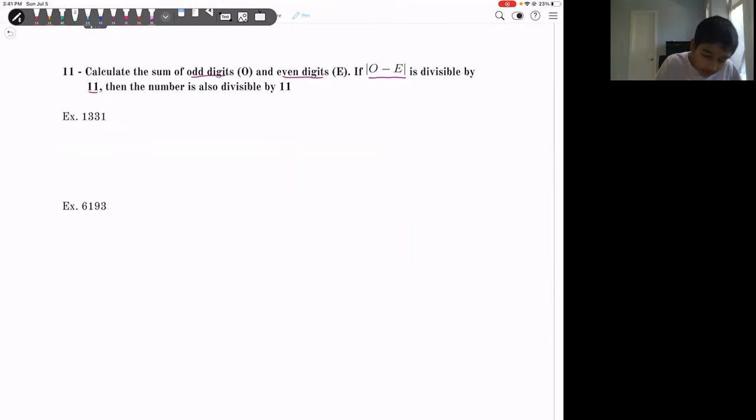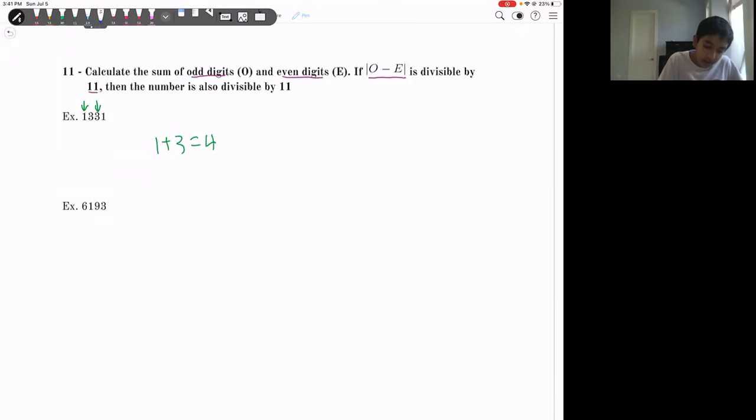And by odd digits here, I don't mean the digits that are odd, like 3, 3, and 1, 1. I mean the position of the digit. So for example, 1, 3, 3, 1. What are the odd digits? The odd digits are the first digit, the third digit, and if it was bigger, the fifth digit, the seventh digit, and so on. So it's 1 plus 3, that's 4.